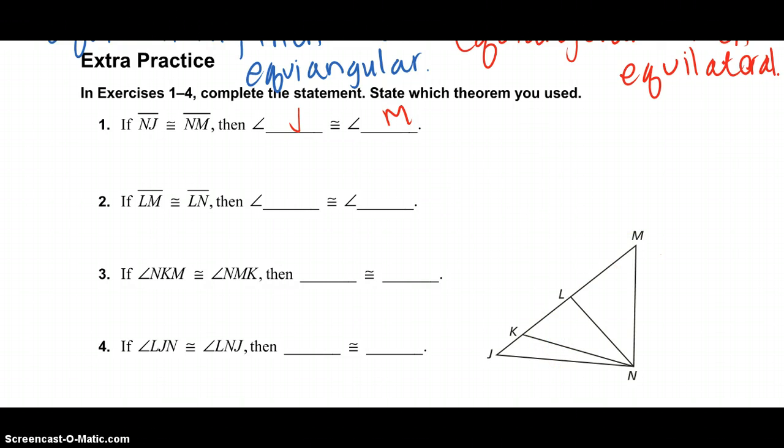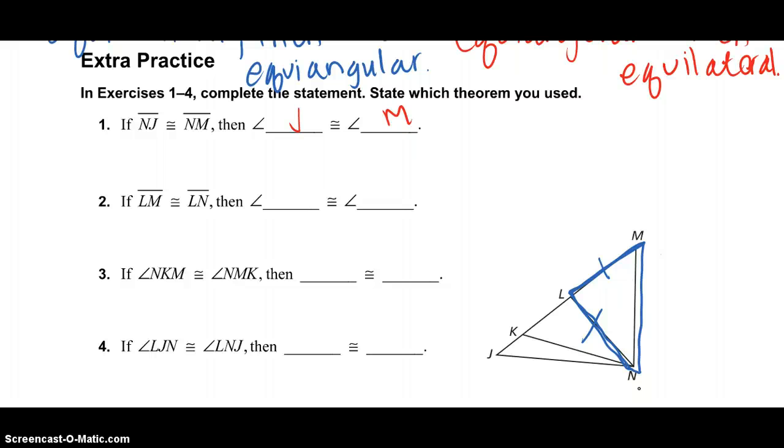So I'm going to find LM is here, and LN is congruent. So now the triangle I'm looking at is this one, because I'm using those legs to determine the triangle. I find the legs and then I find the third side to complete the triangle. So then it asks what angles are congruent.